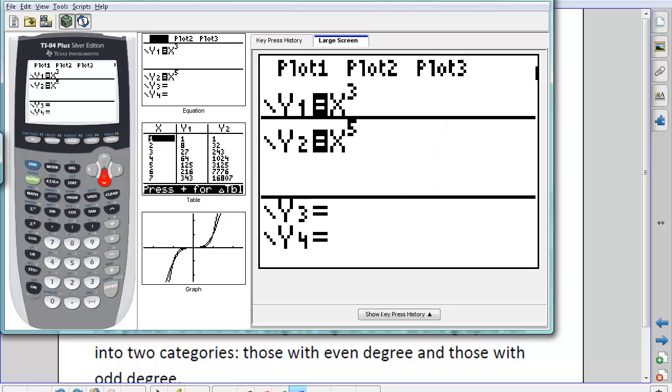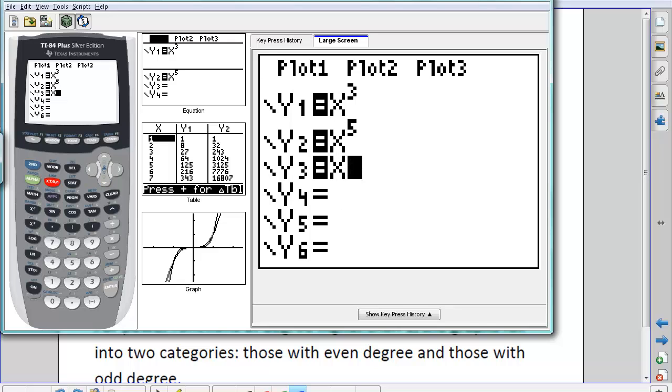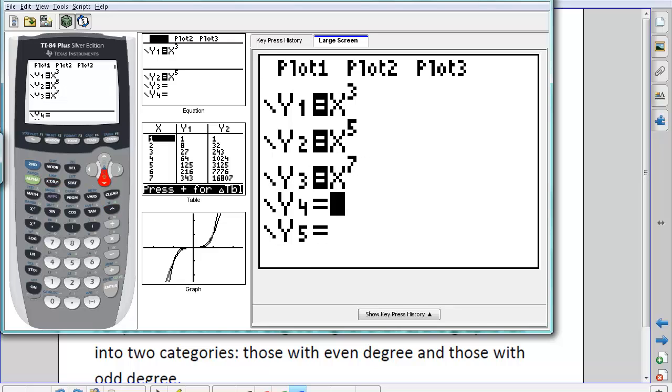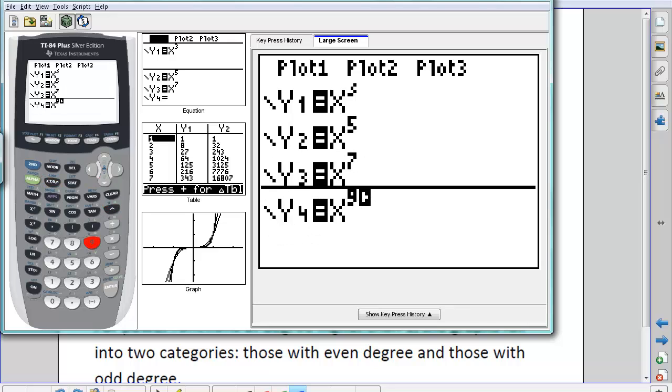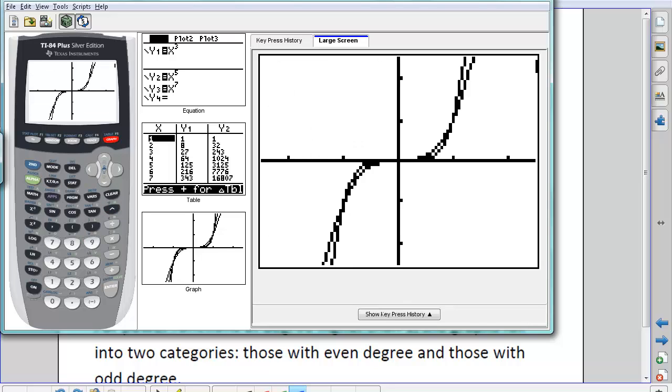If I do x to the seventh, let's do x to the ninth, just get several examples up here. You'll notice they all kind of look the same, but the higher that exponent gets, the flatter it gets. Okay. And so just basically look at all those graphs just to say that the even power functions look the same and the odd power functions all look kind of the same. Alright, it's pretty simple to see that.